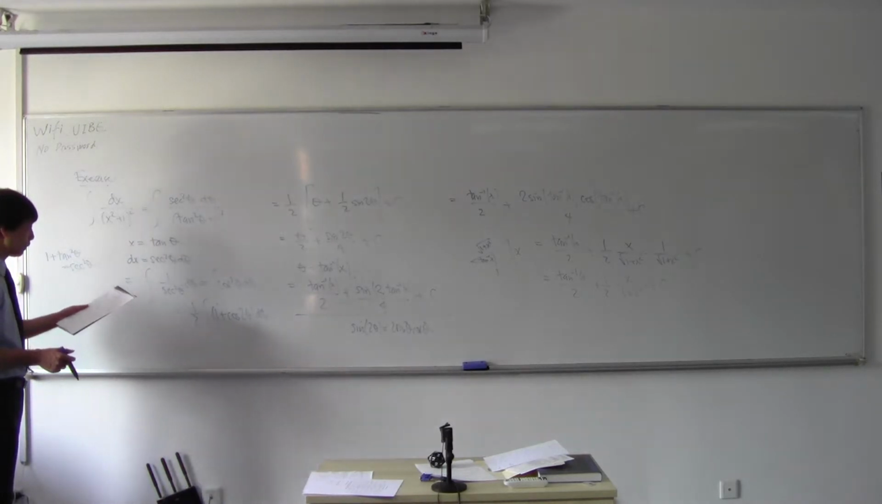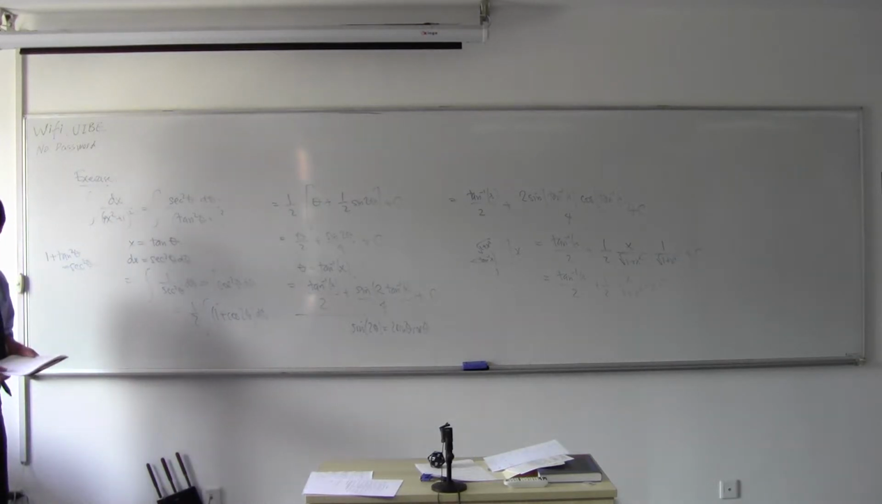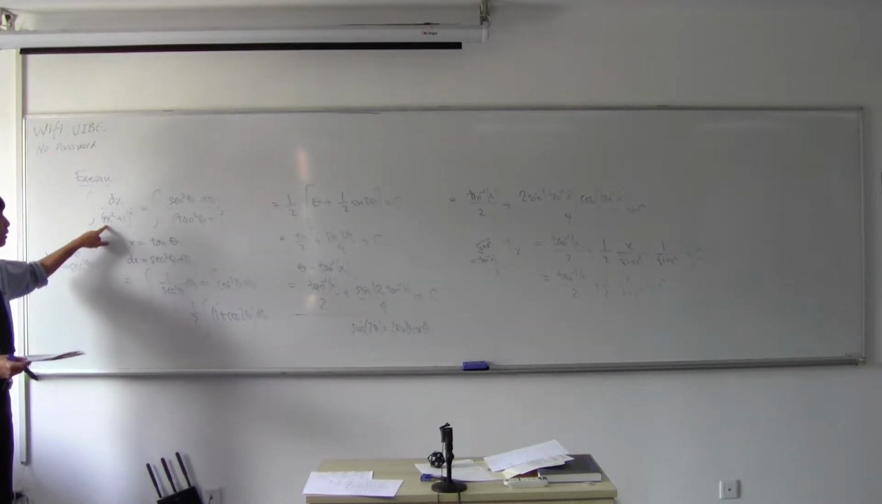Okay, so let me ask you one thing. Suppose I had a 4 here, say. Then what do you think I should do? What kind of substitution should I make at this point? I would take 2x to be the tangent, right? Because then I have tangent squared here plus 1. Everyone see that?